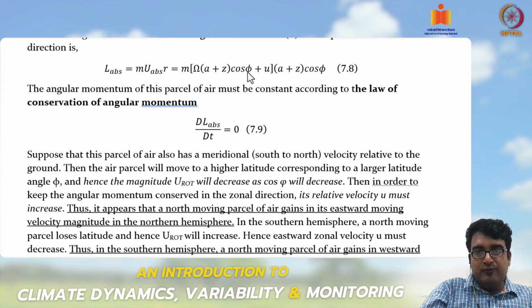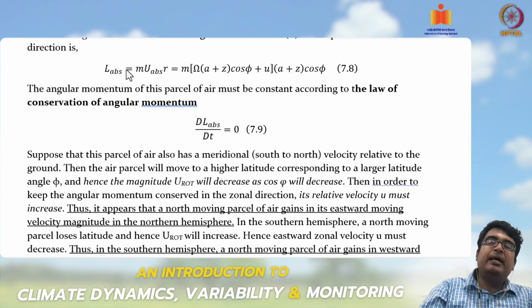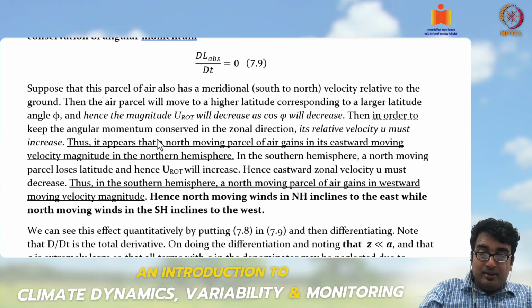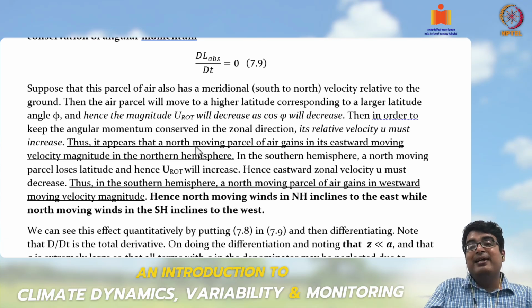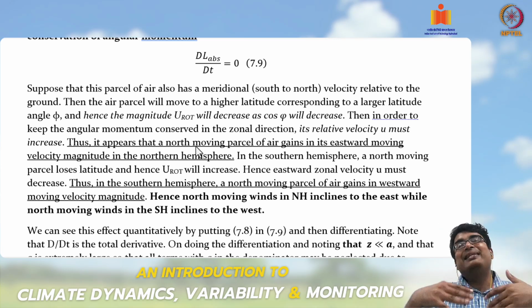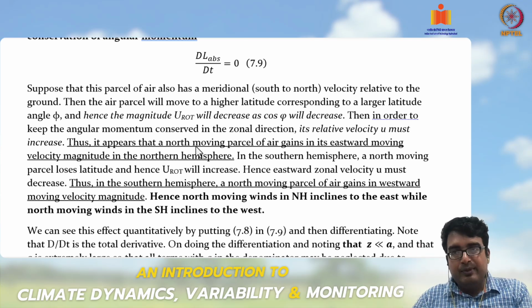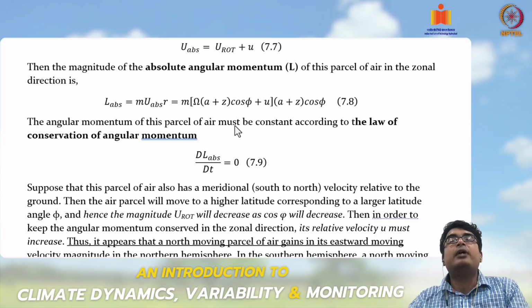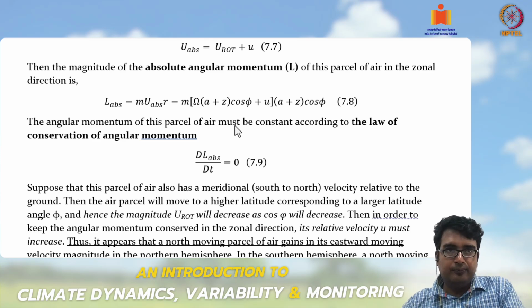So because cos phi is decreasing here, the relative velocity u must be increasing to compensate for this decrease in the cos phi term, to keep L absolute constant. Thus, it appears that a north moving parcel of air gains in its eastward moving velocity, west to east, the zonal eastward velocity magnitude in the northern hemisphere. So as the wind parcel moves northwards, its u velocity is increasing, and it is increasing such that its absolute angular momentum remains constant.